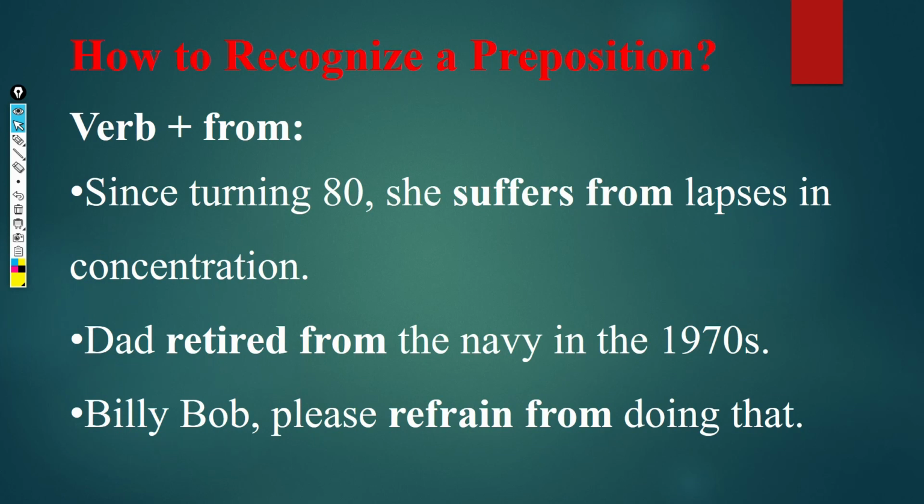Look at the first example. Since turning 80, she suffers from lapses in concentration. Secondly, Dad retired from the Navy in the 1970s. Billy Bob, please refrain from doing that. So, these are the three ways in which from can be used as a preposition within a sentence.